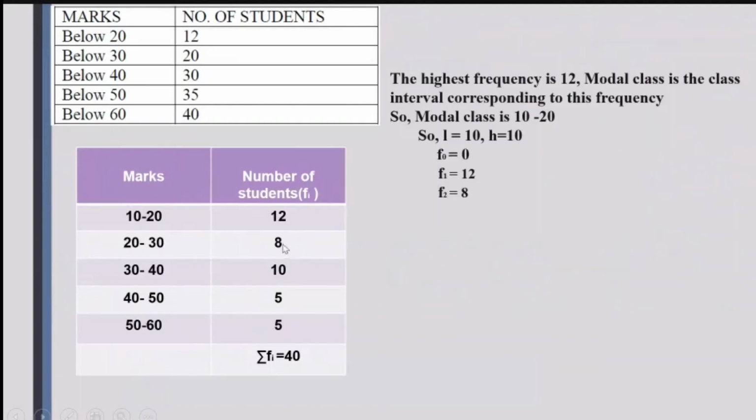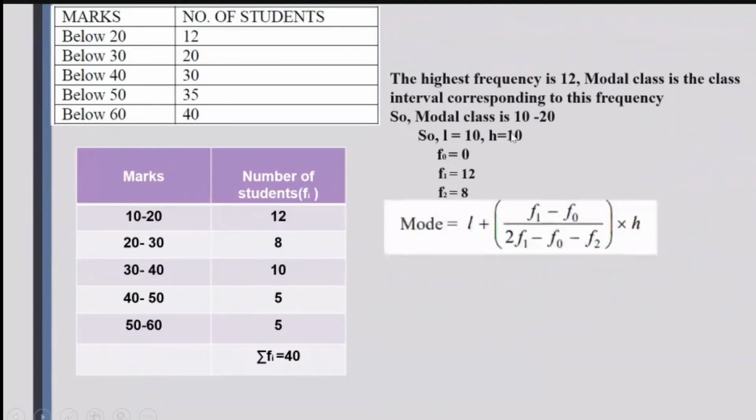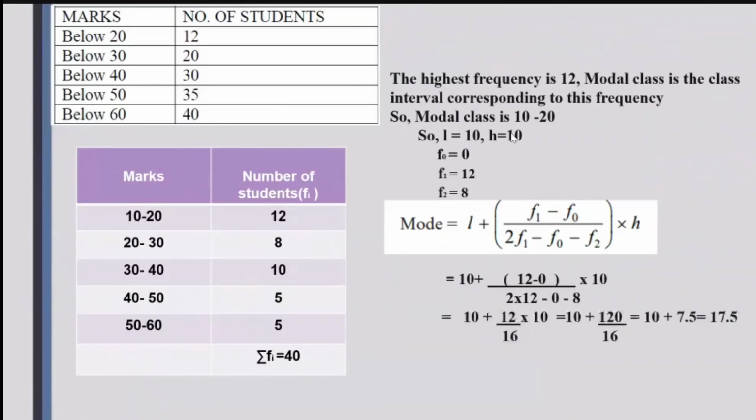So knowing L, F0, F1, F2 and H, I will put them in the formula, that the mode is given by L plus (F1 minus F0) upon (twice F1 minus F0 minus F2) into H. L is equal to 10, F0 is 0, F1 is 12, F2 is 8, H is 10. I will get the value of the mode as 17.5. So the mode is 17.5.